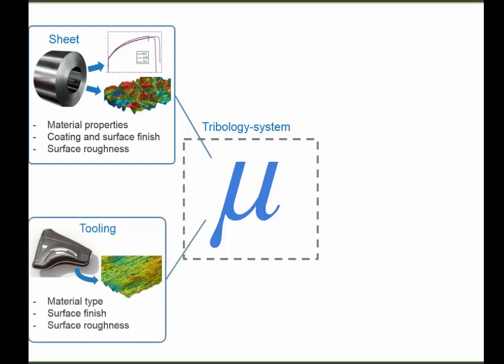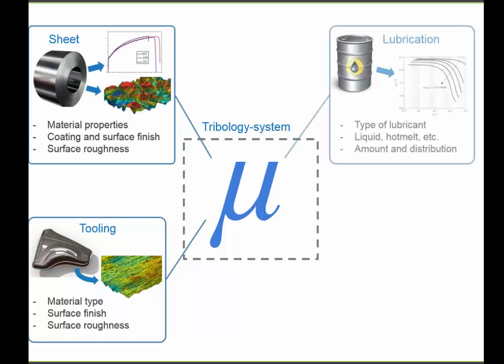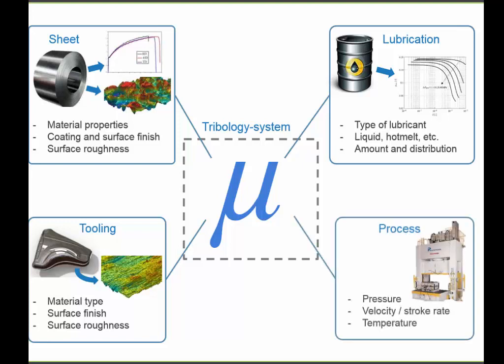Tooling is also important if you look at the tribology system. So what is the type of material that you are using? What is the surface finish? What is the surface roughness of your tooling material? Lubrication, type of lubricant. Do you have a liquid? Do you have a hot melt or a different kind of lubricant? And what is the amount of lubricant that you apply?